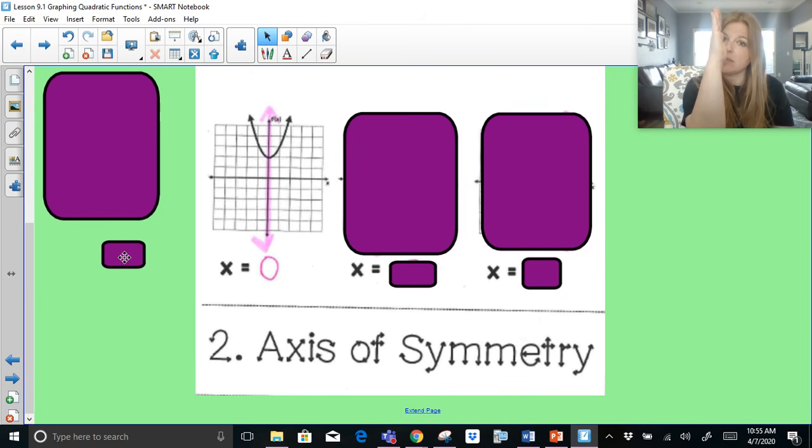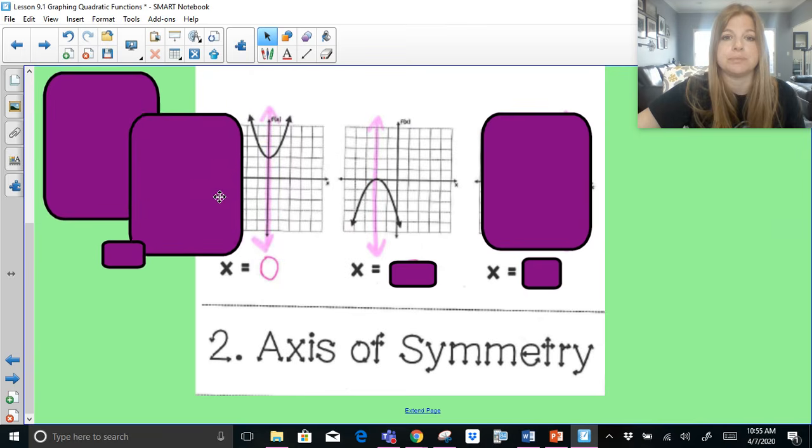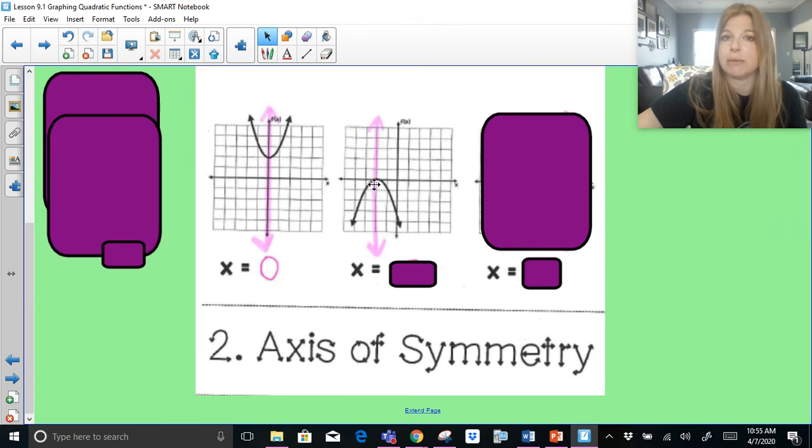So x equals 0 is my axis of symmetry. It's the vertical line that cuts my parabola in half down the middle. Now, this next graph, it's a downwards facing graph. Notice I drew a pink line, a vertical line. It's always a vertical line.